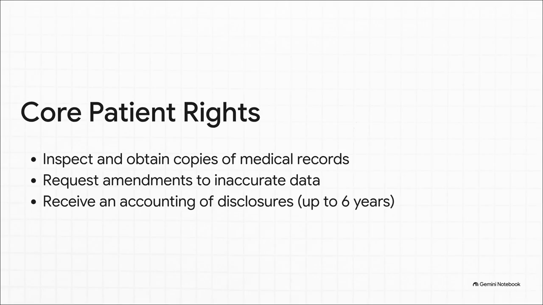Second, if a patient believes their record is inaccurate, they can request an amendment. Now, a provider can decline this request if they believe the record is already accurate, but the patient still retains the legal right to submit a formal statement of disagreement, and that statement must be included in the permanent record. Finally, patients can request an accounting of disclosures. Basically, they can ask, hey, who's my data been shared with in the last 6 years? Excluding, of course, those routine TPO disclosures we just talked about.